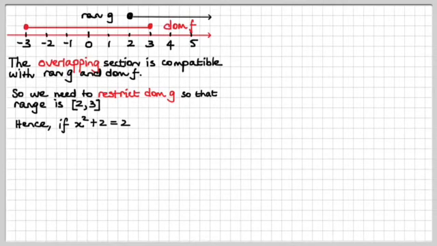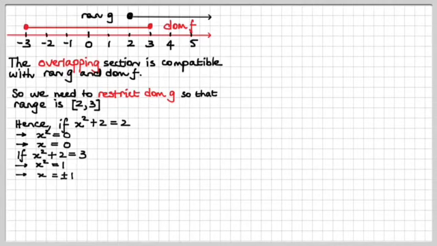So let's work these things out. What would be the x values required to make that happen? So if I put x squared plus 2 equals 2 and solve it for x, guys, I get x squared is 0 and therefore x is 0. Okay, that's part of the picture. Now I'm going to do the same thing at the other end of the spectrum here. If x squared plus 2 equals 3, let's see what happens there. What would x be? X squared would be 1 and therefore x would be plus or minus 1.